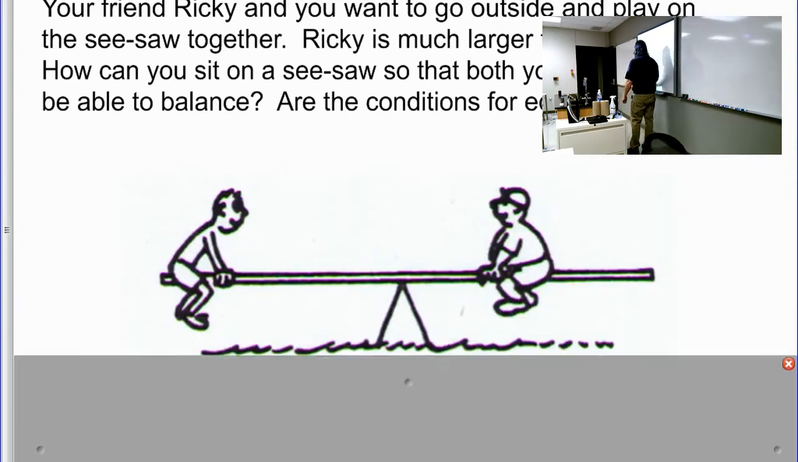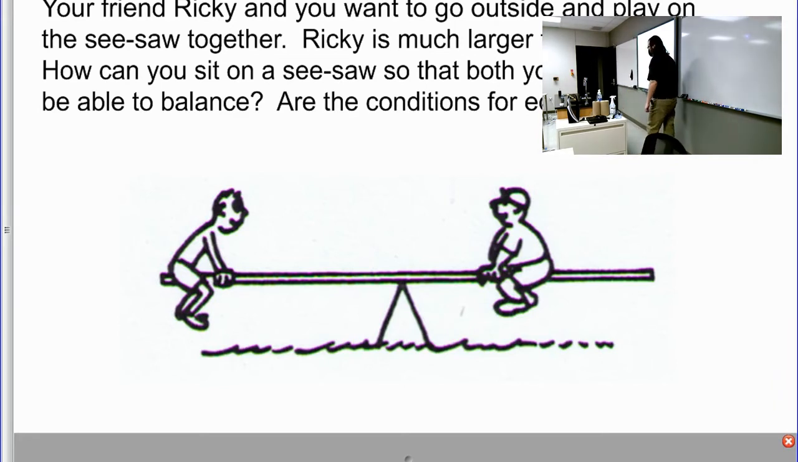Yes. Ricky has to sit closer to the center of the seesaw, and you have to sit further away. That's going to cause the two of you to balance on the seesaw. And it's more fun to balance instead of just one person being up the whole time. It's not really much seesawing if one person is just on the ground and the other is up. But in that case, you'd be in balanced equilibrium.